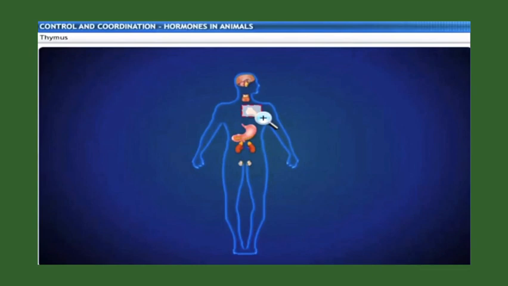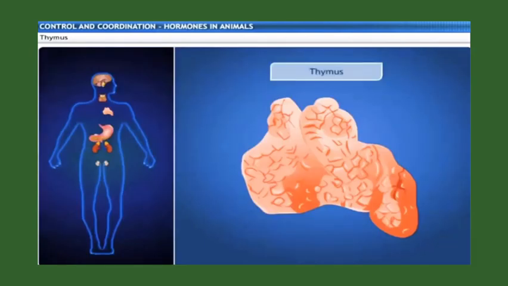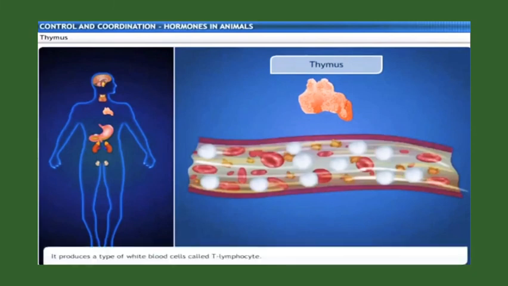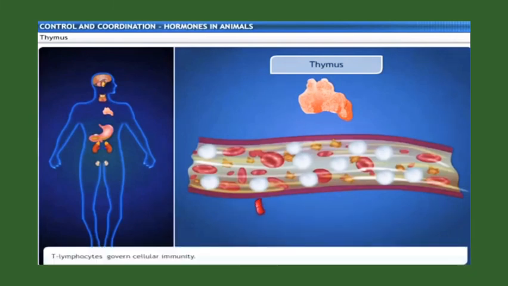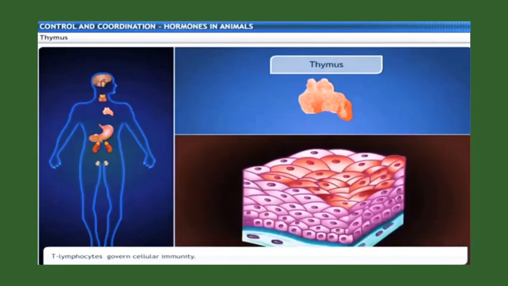The thymus is located in front of the heart, in the upper part of the sternum. The thymus possesses a type of white blood cells known as T lymphocytes. These T lymphocytes govern cellular immunity, which means they help cells recognize and destroy invading bacteria, virus, abnormal cell growth such as cancer, and foreign tissue.